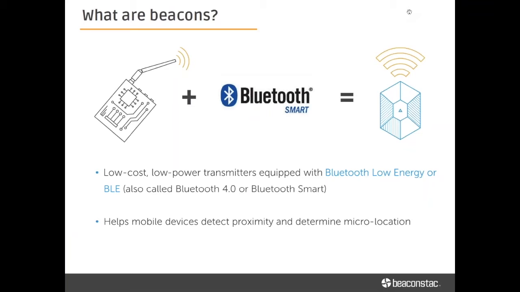So beacons are low-cost, low-power transmitters that are equipped with Bluetooth Low Energy, or BLE. Sometimes it's called Bluetooth 4.0, Bluetooth Smart. These are all names for the same thing, which are a basic low-energy radio transmission coming from the beacon hardware itself. And this piece of hardware actually helps mobile devices around it to detect their relative proximity and ultimately determine microlocation, especially in indoor settings.